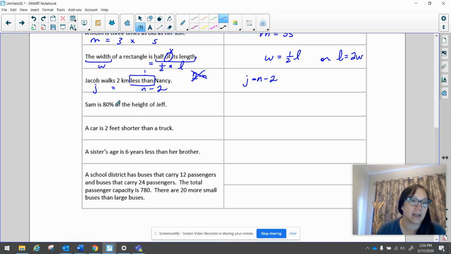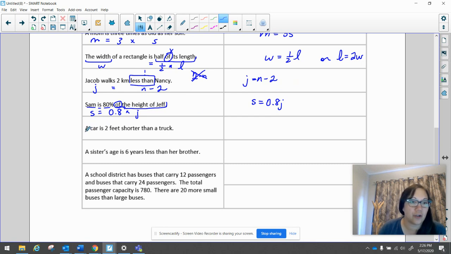Sam is 80% of the height of Jeff. So Sam is S, is equals 80% is 0.8. So Sam is 80% of, means times, and then the height of Jeff is going to be J. So Sam equals 0.8 of Jeff.